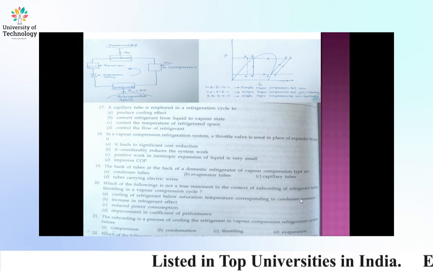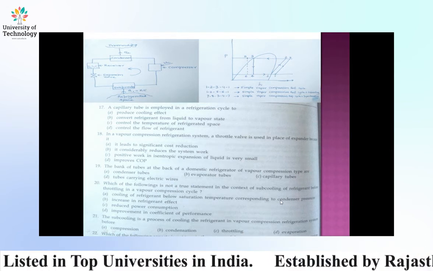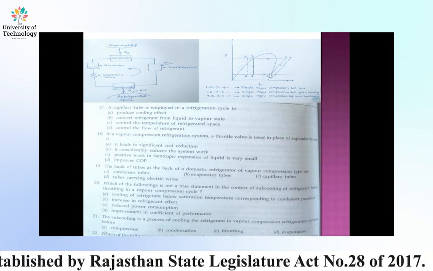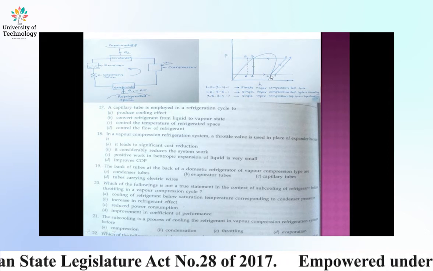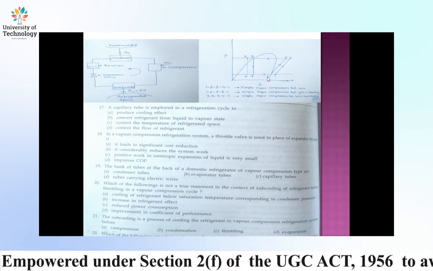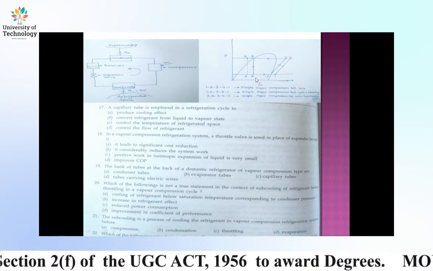Number 2, increase in refrigerating effect. Initially the refrigerating effect is H1 minus H4. Now the refrigerating effect is H1 minus H6. H1 minus H6 is greater than H1 minus H4. Therefore the refrigerating effect increases by subcooling. The increase in refrigerating effect is correct.